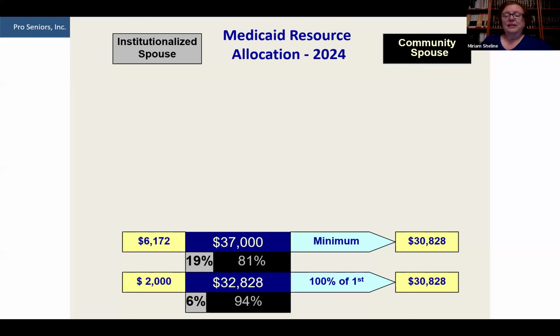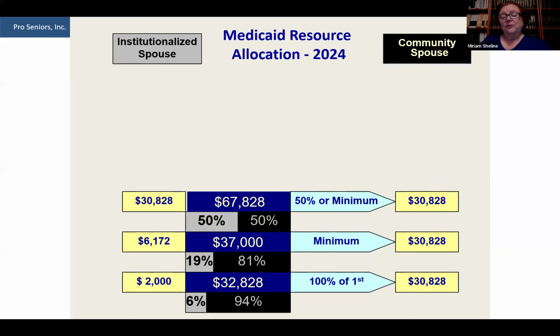In another situation, let's say their countable resources are $37,000. Again, the minimum for the community spouse is $30,828. And on the institutionalized spouse's side is $6,172. And the IS's share must be spent down to $2,000 before the IS qualifies.